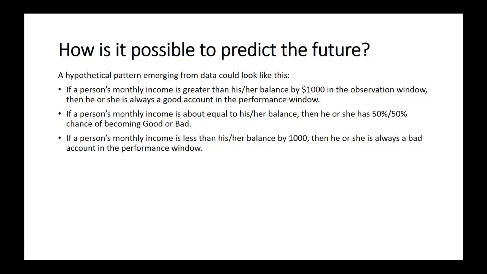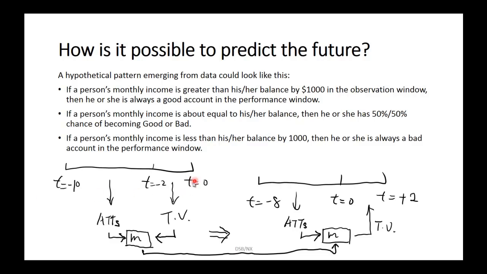Let's now recap the whole process using the following diagram. You store this kind of patterns in a model between attributes and target variable. The attributes are defined based on the information available between year -10 to year -2. The target variable is defined based on the information in a time window between year -2 to now.